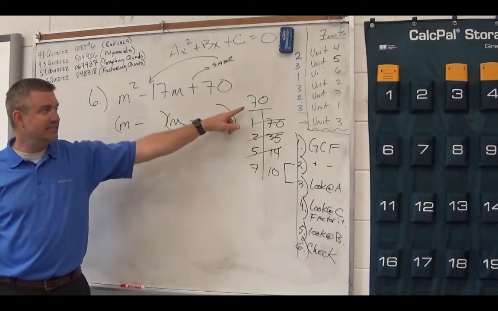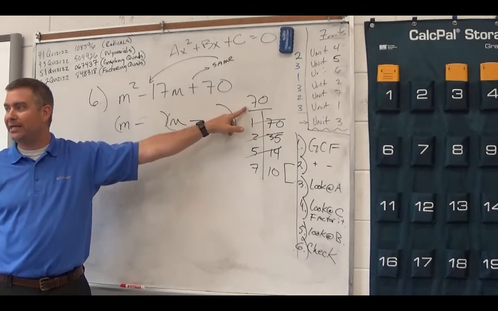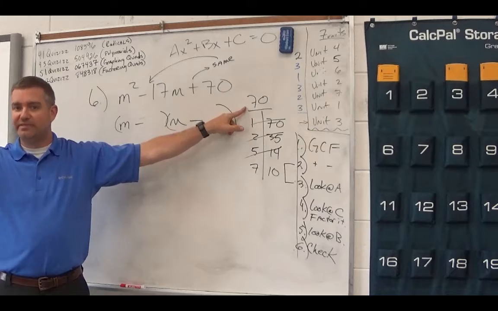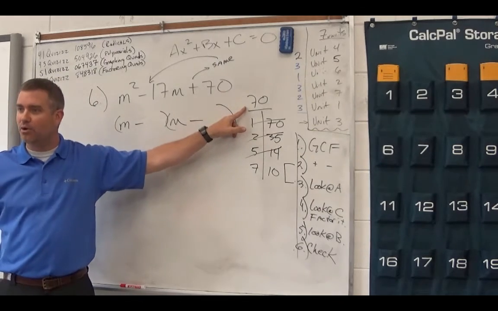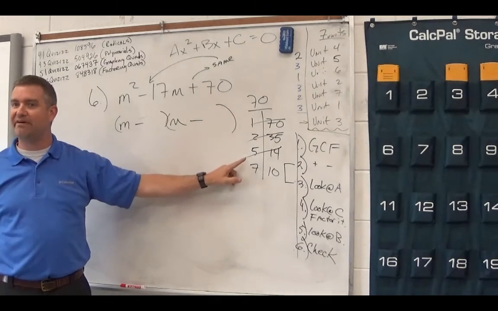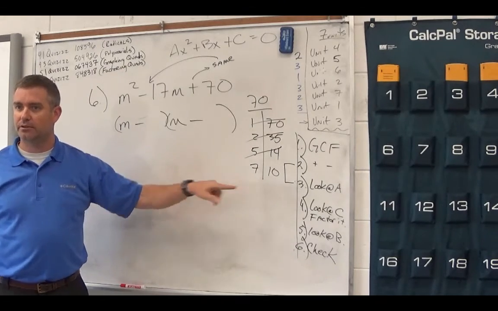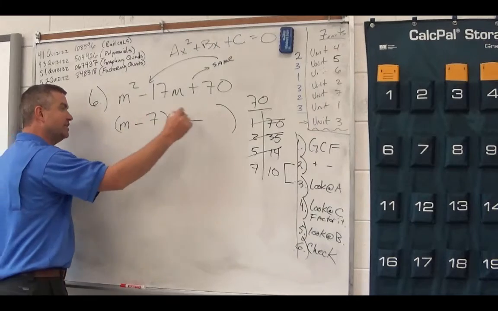Keep working, because this number may be a bigger number, 196. And there's lots of factors of 196. And you have to keep working and keep working. Don't give up if you don't immediately figure out what factors work. Okay? So 7 goes here and 10 goes here.